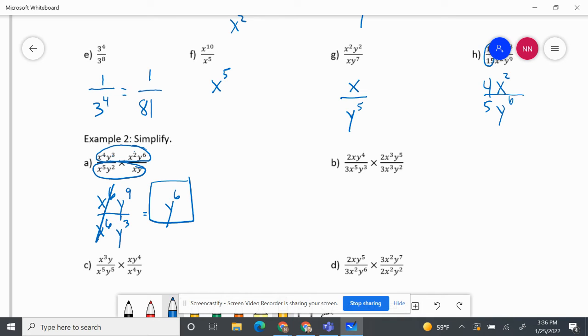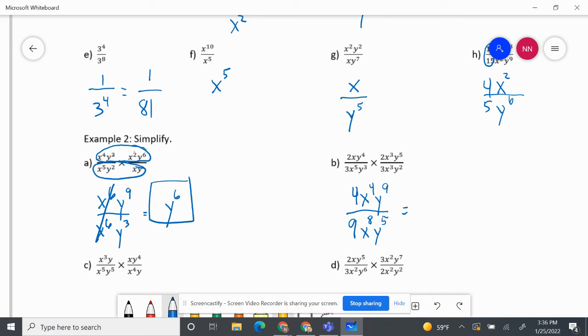With letter B, I'm going to multiply across. 2 times 2 is 4. Add the x's, that would be x to the 4th. Add the y's, that would be y to the 9th. 3 times 3 is 9. Add the x's, that would be 8. Add the y's, that would be 5.